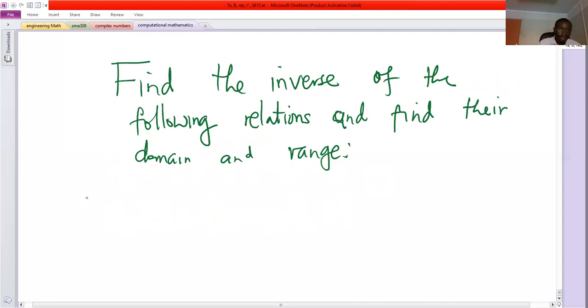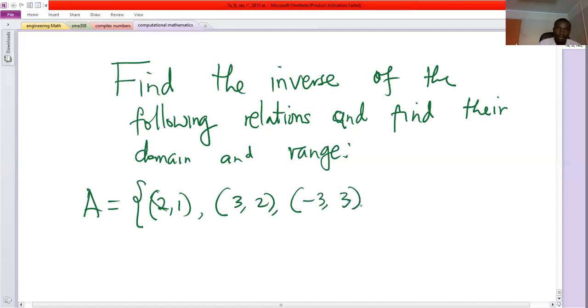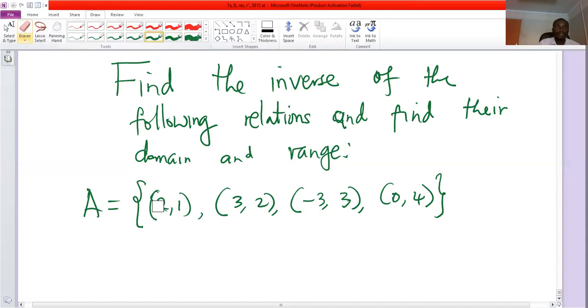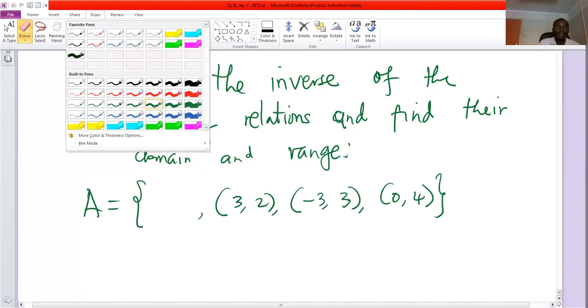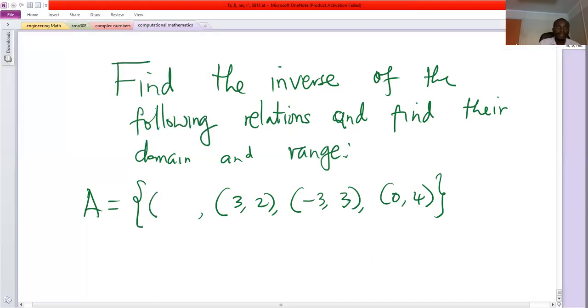So the first one is A. Relation A is given by (2, 1), and then (3, 2), then (-3, 3), and then (0, 4). So this is our first relation. So the task is to find its inverse. And once we have the inverse of this relation, we get the domain and range.